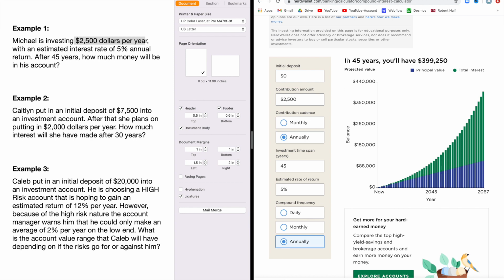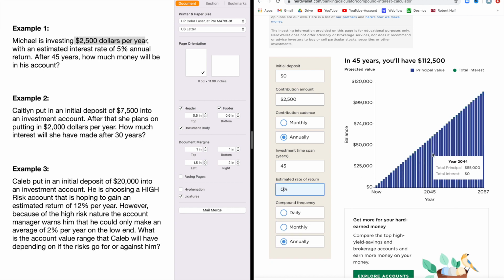So let's look over here. In 45 years, you'll have $399,250. And if you click each column here, it will tell you how much you'll have in each year. So in our last year here, as you can see, $112,000 will be principal and $286 will be interest. So the green right here is a lot more than that principal. Let's see what would have happened if we were getting 0, or we just put it into a savings account. Then again, you wipe out all of that green. So let's move on to example 2.